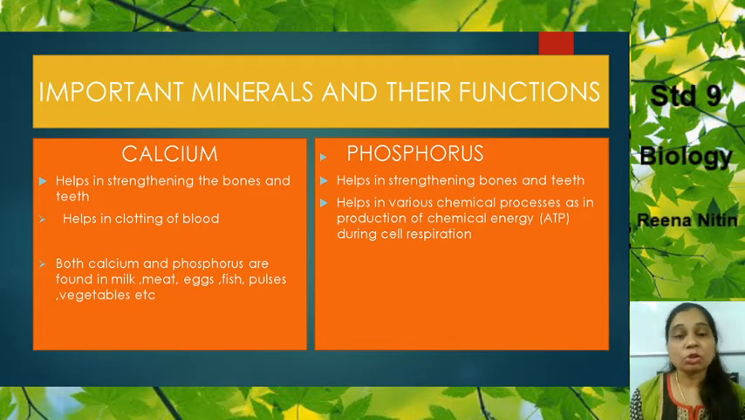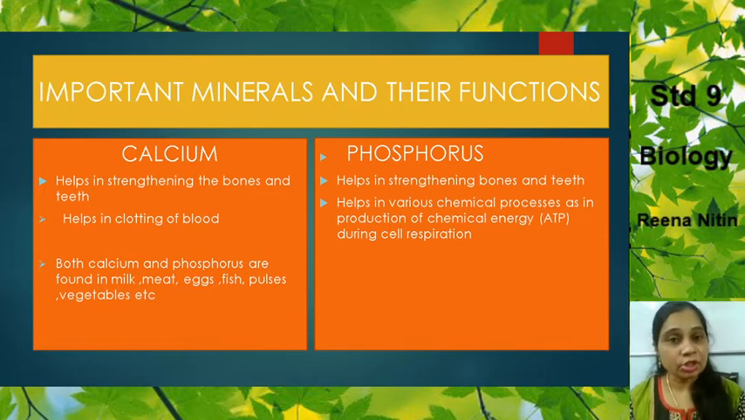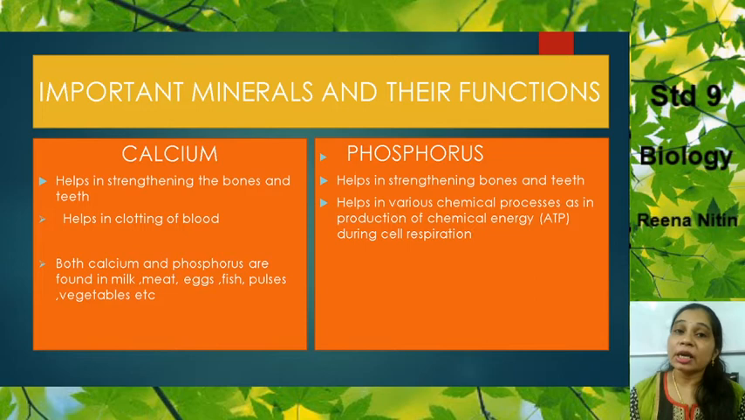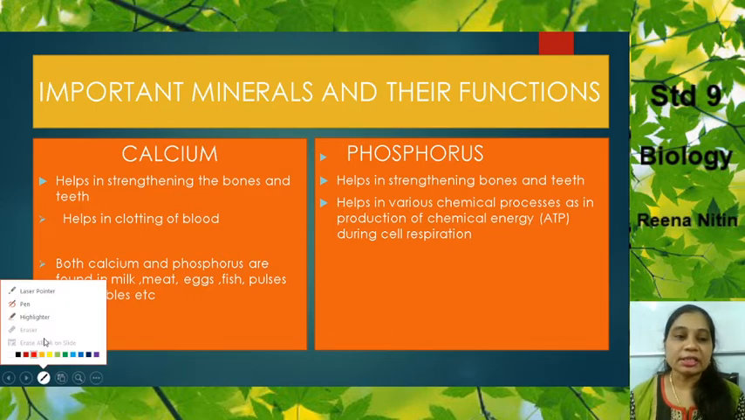What about phosphorus? It has similar functions. It also helps in strengthening the bones and the teeth. Phosphorus, in addition, is required by the body during cell respiration. It helps in various chemical processes, as in the production of chemical energy. As you know, chemical energy produced in our body is stored in the form of an energy currency known as adenosine triphosphate. Triphosphate means it contains phosphorus atoms. Both calcium and phosphorus are found in milk, meat, eggs, fish, pulses, vegetables, etc.